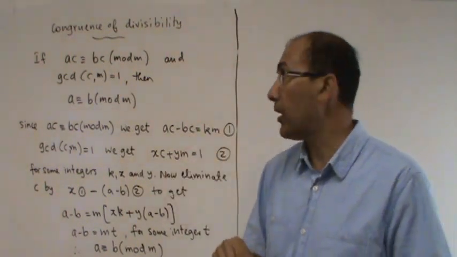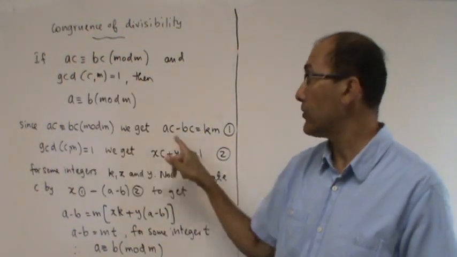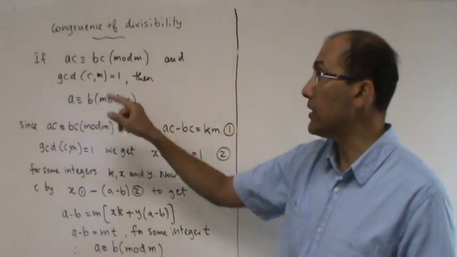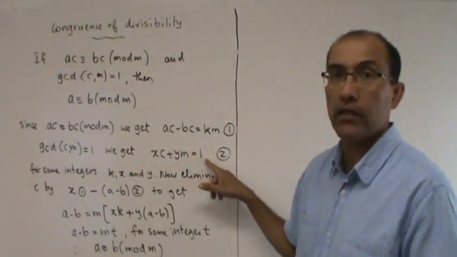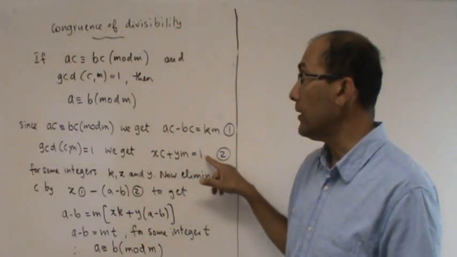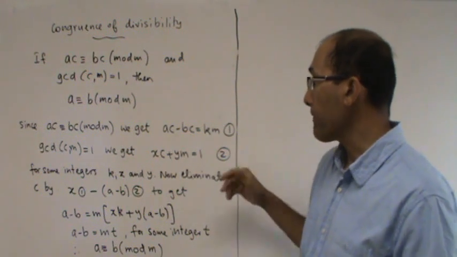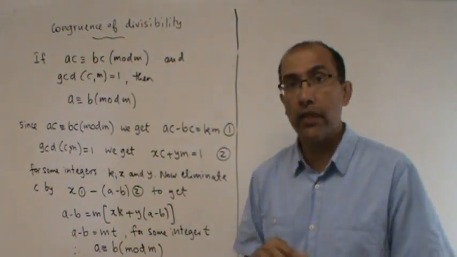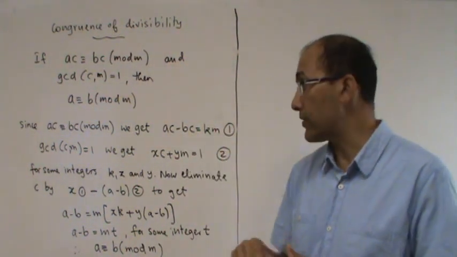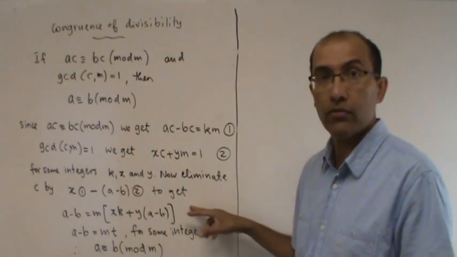The proof is simple. We are given AC is related to BC, so I can get my equation 1. And I'm given that gcd(C, M) is 1, so I can get another equation because I can use the GCD as a linear combination of C and M. Now I can manipulate these two equations. I want to get a connection between A and B, so I will eliminate C by manipulation and I will get an equation that looks something like that.